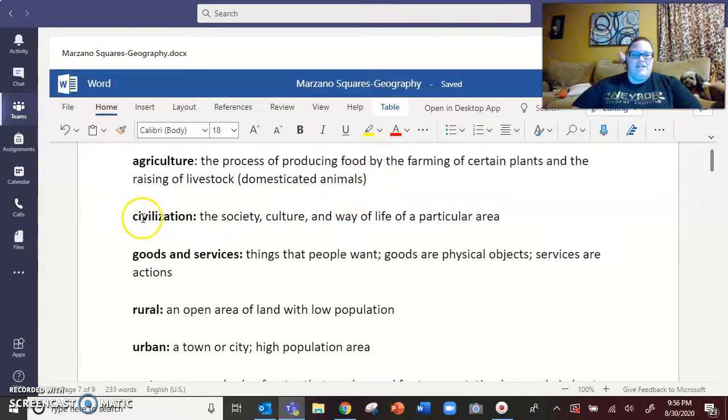Our next word, civilization. I'm going to say it a couple more times. Civilization. I say, you say. Civilization. Come on, we did this before. You need to say it out loud. You practice by getting better. I say, you say. Civilization. Thank you. Civilization is the society, culture, and way of life of a particular area.